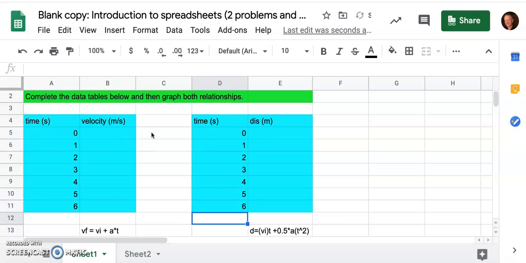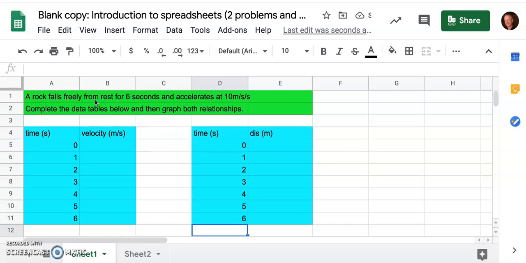Okay. The problem says that it falls freely from rest. So you know the initial velocity at time 0 is 0. And then it accelerates at 10 meters per second per second, which means every second it increases its velocity by 10 meters per second. So you can kind of figure this out.